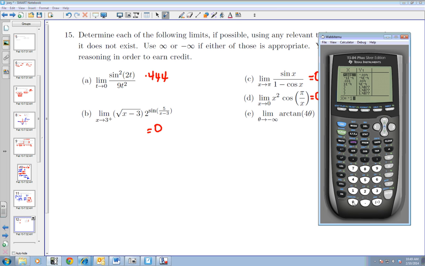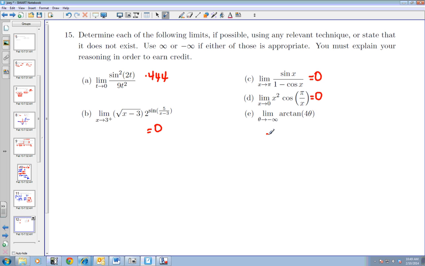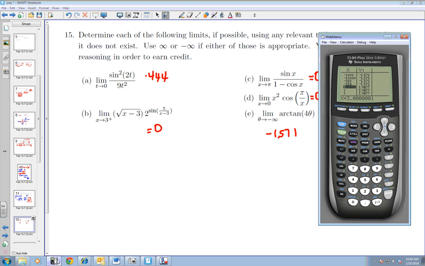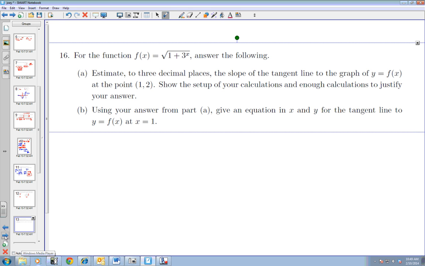like -1,000, -10,000, -100,000, and -1,000,000. So you see that these are getting closer and closer to this number, -1.571. So -1.571. And when it says you must explain your reasoning, I would just draw that chart out like we did in problems 1 and 2. All right, I think I'm going to stop right there and do a separate video.